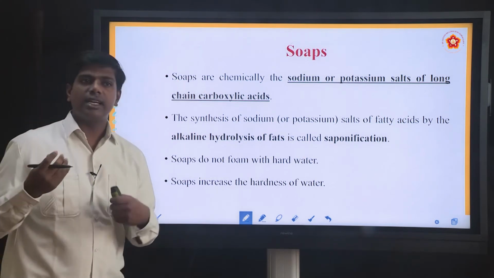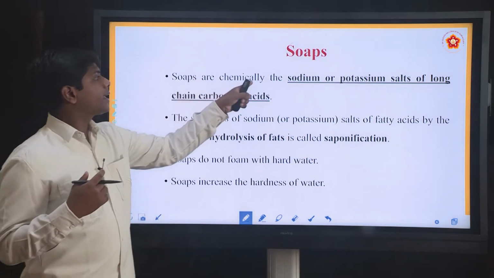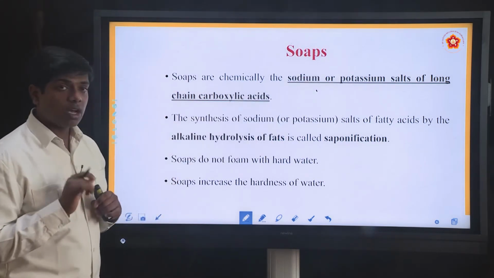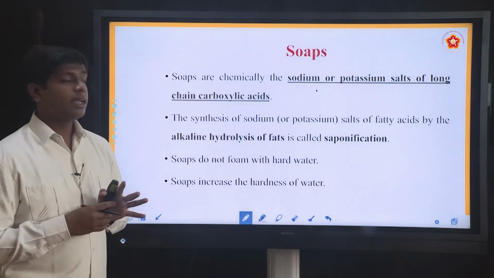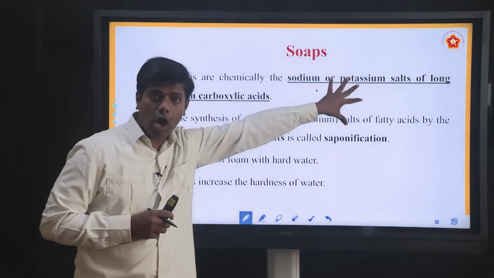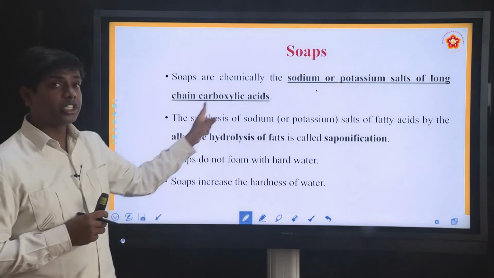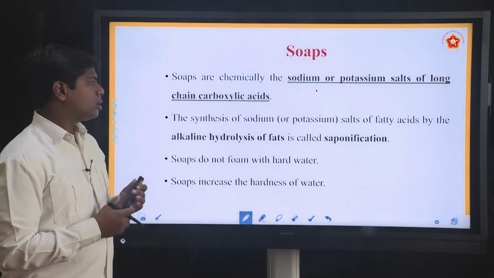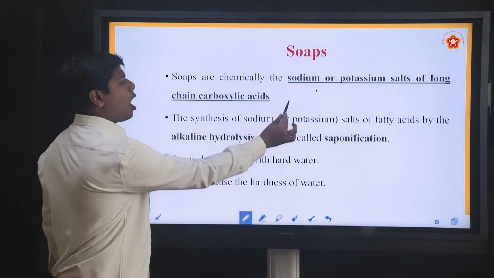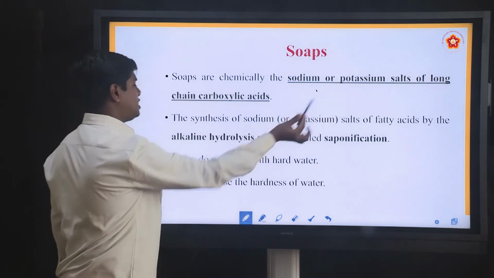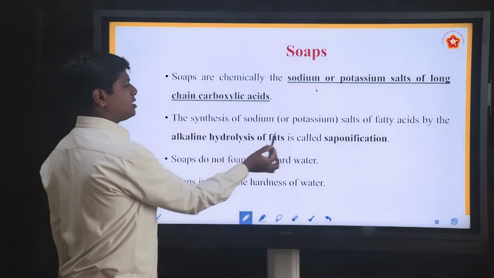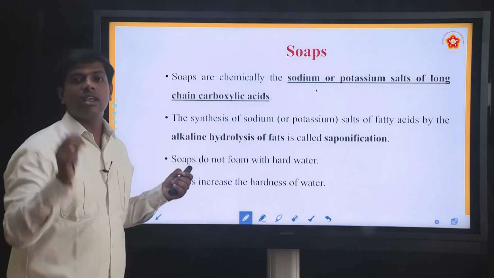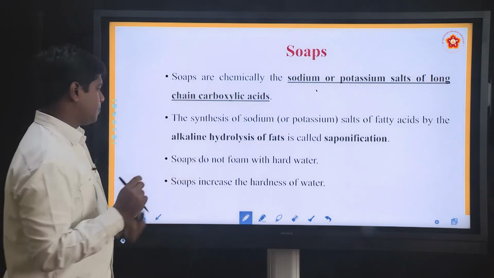What are soaps? What are generally soaps? Soaps are chemically the sodium or potassium salts of long chain carboxylic acids. They are the sodium or potassium salts of, very important, long chain carboxylic acid. They are long chain. Next, the synthesis of sodium or potassium salt of fatty acids by the alkali hydrolysis of fats is called saponification. How soaps are produced? Generally by saponification reaction, soap molecules are produced.